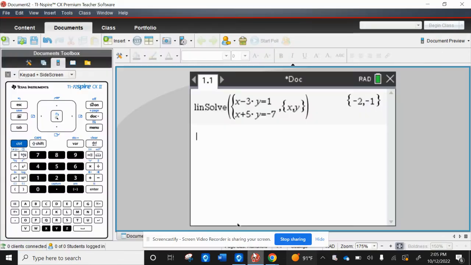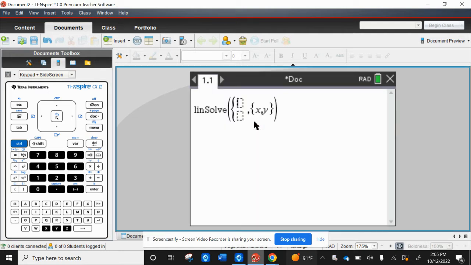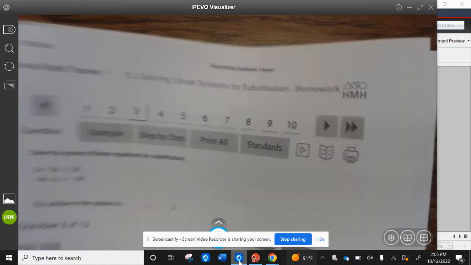All right, let's go ahead and use our calculator to check our work. All right, so that's verified. So then let's go to our next example.